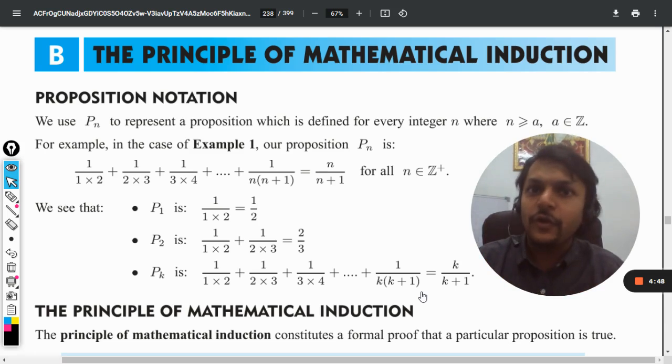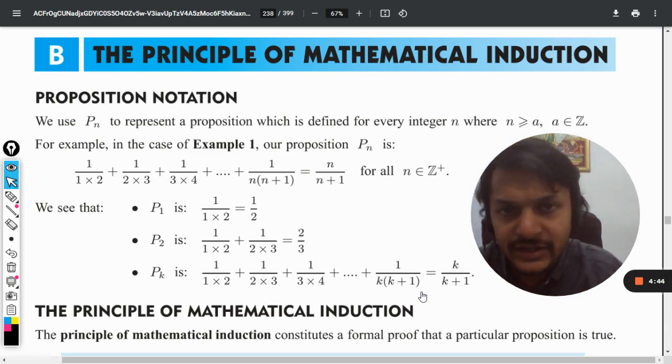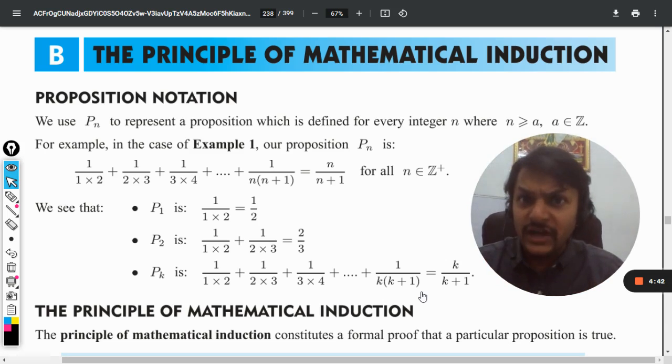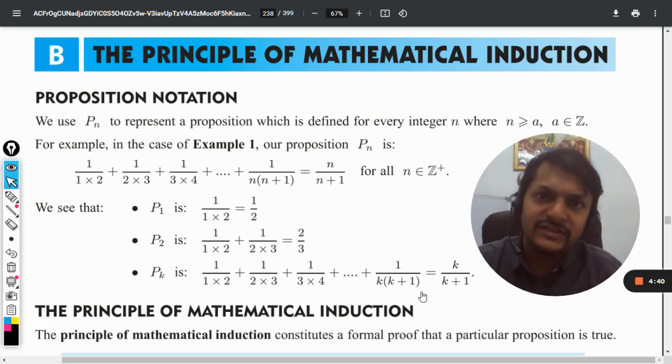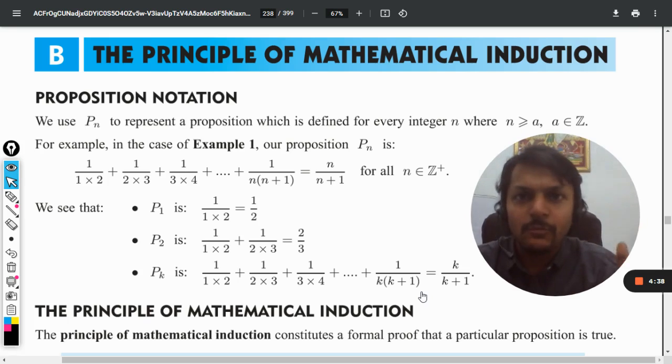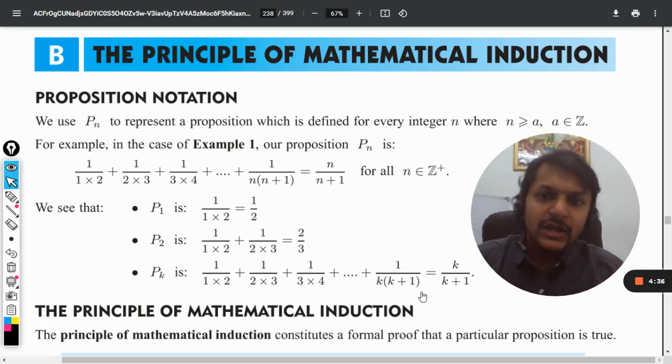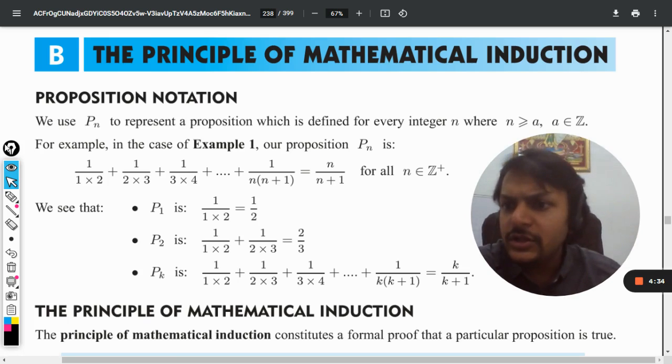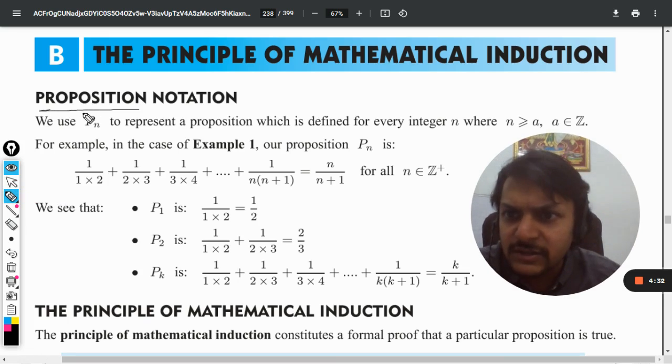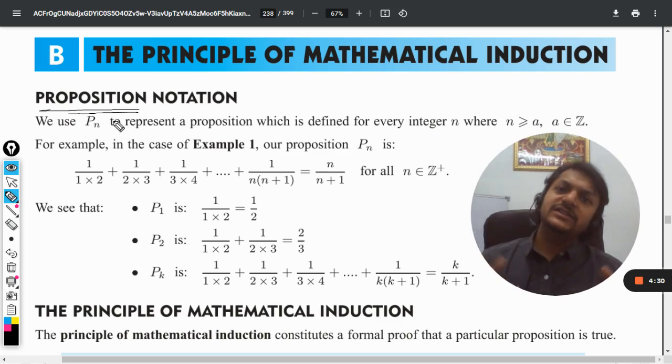Let us first of all understand what the principle of mathematical induction is, what it actually does, what the concept behind it is, and why we are doing what we're doing in this chapter. So first of all, there is some proposition that is given to us.